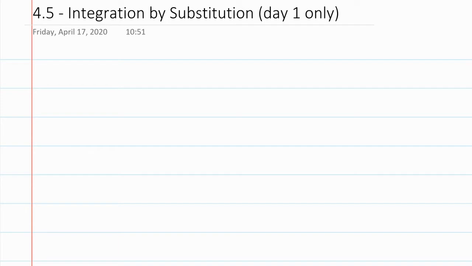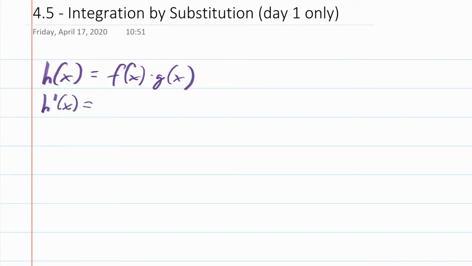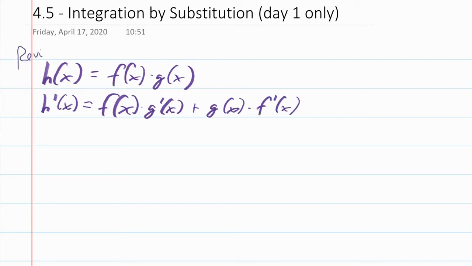So in any case, we learned a couple of things in the past, that if you have a function defined as the product of two functions, f of x times g of x, that the derivative of the product of two functions by product rule is the first function times the derivative of the second plus the second function times the derivative of the first. So that's going to operate as a little bit of review of where we are.